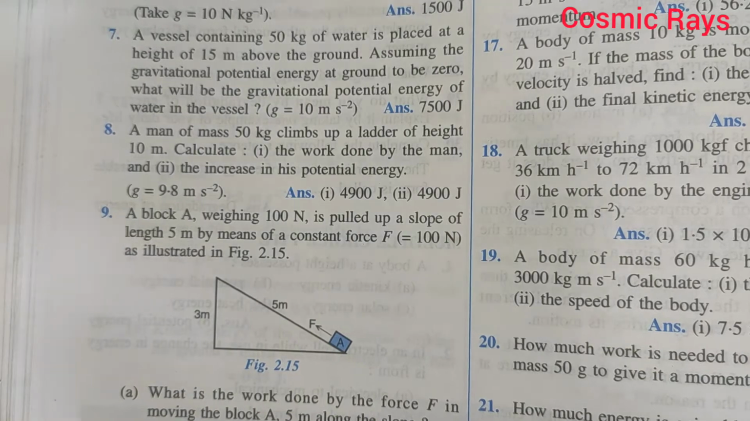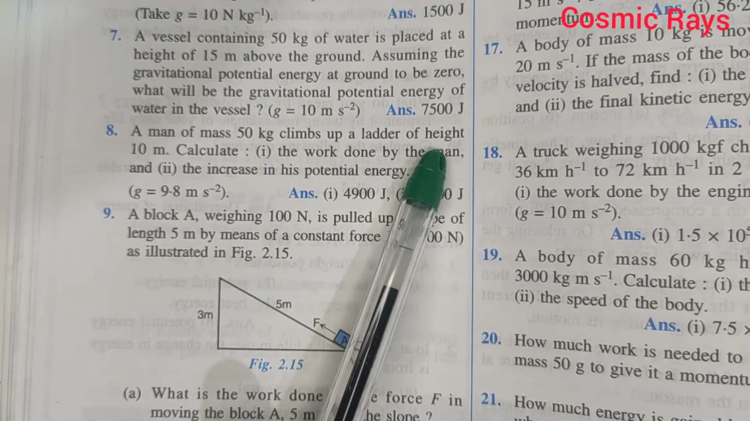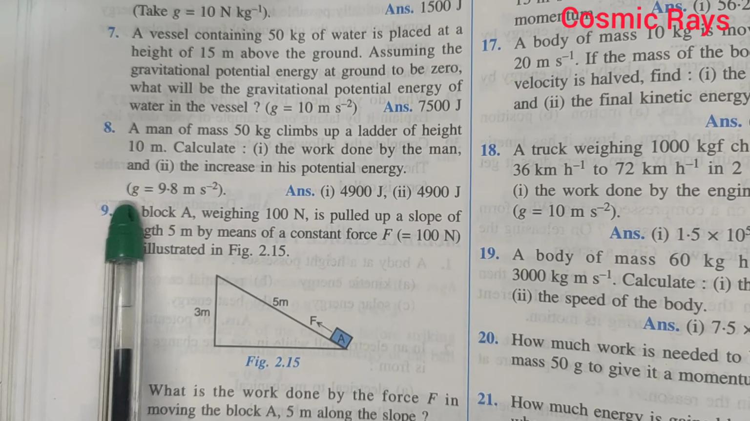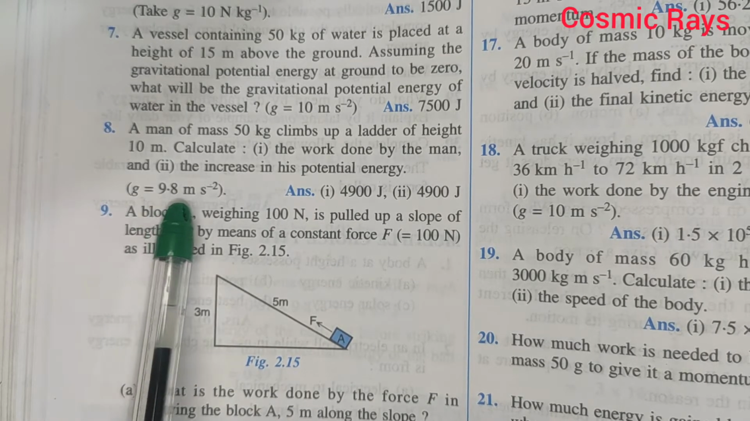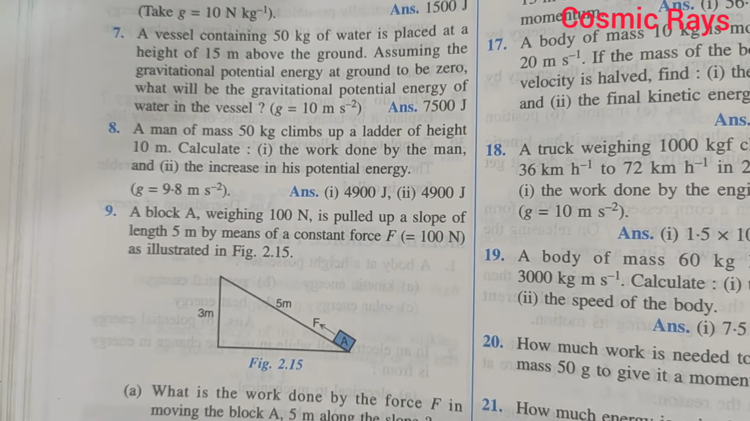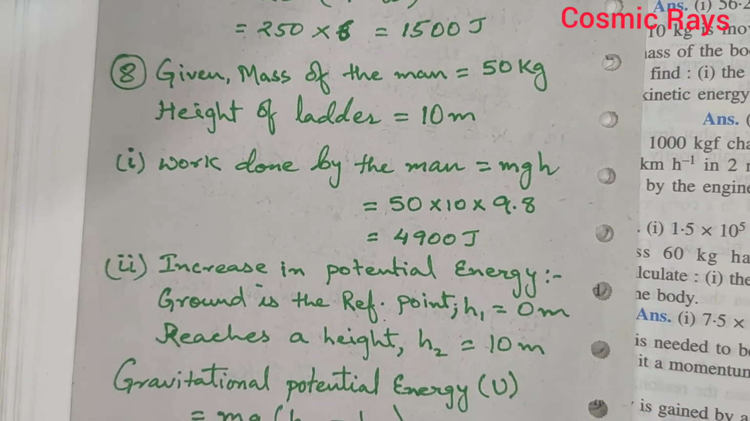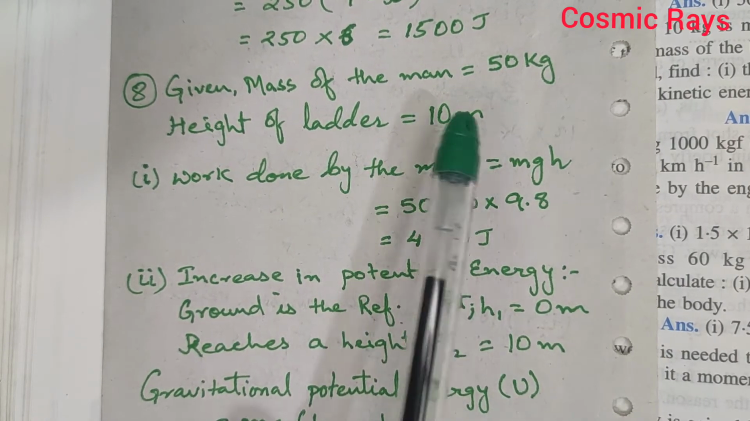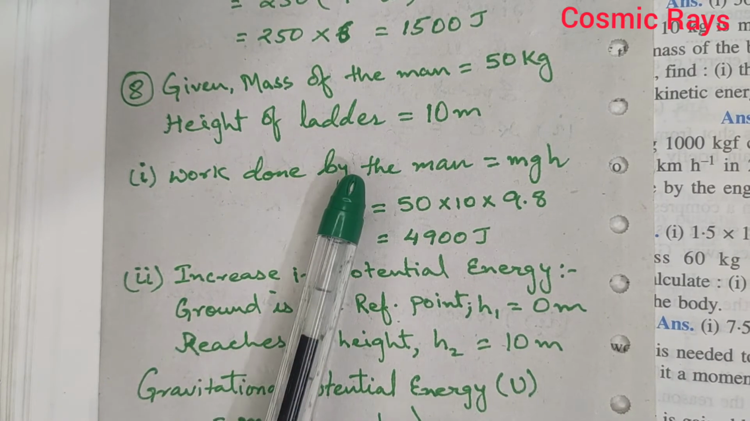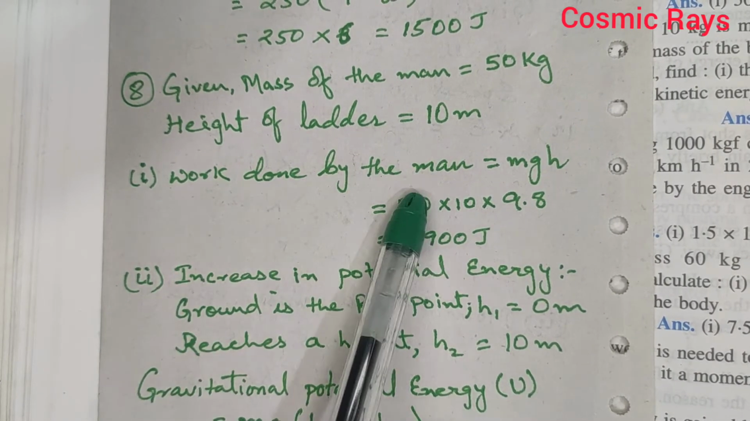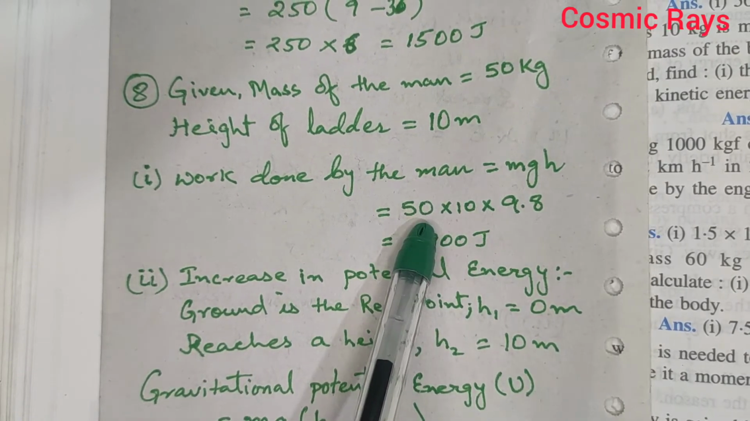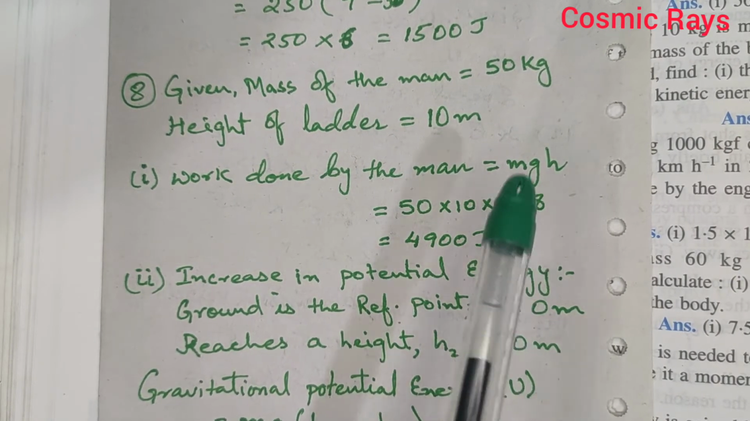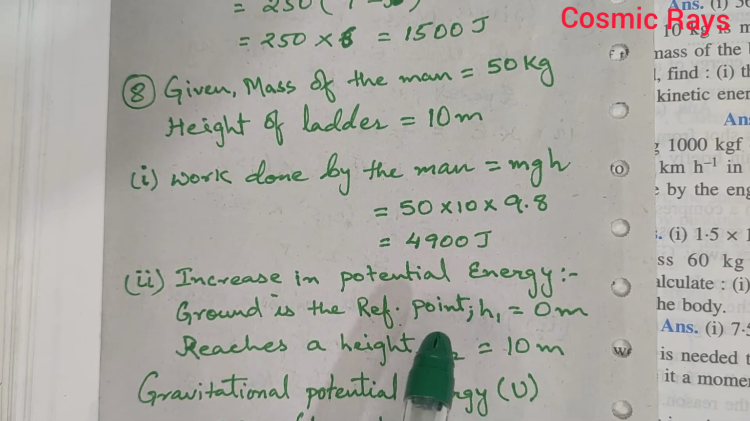Question number 8 says a man of mass 50 kg climbs up a ladder of height 10 meters. We have to calculate the work done by the man and the increase in his potential energy, and the value of acceleration due to gravity is 9.8 meter per second square. So here we have written the given things, that is the mass of the man is 50 kg, height of the ladder is 10 meters, and we have to calculate first the work done by the man and then the increase in potential energy. So work done will be mgh, we have the mass that is 50 kg, we have the height as 10 meters, and the value of acceleration due to gravity is 9.8. So please multiply it and you will get 4,900 joules.